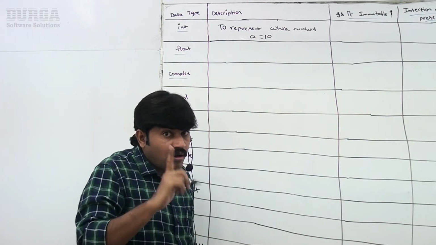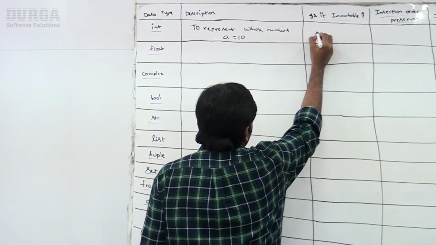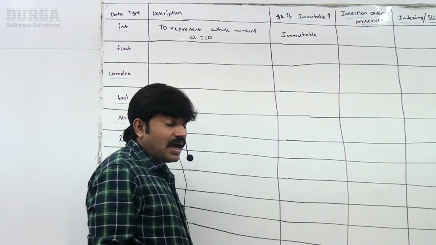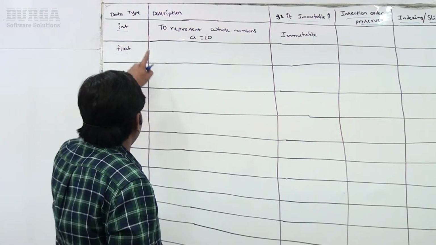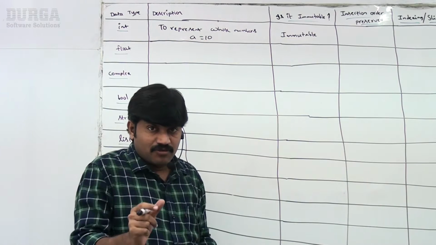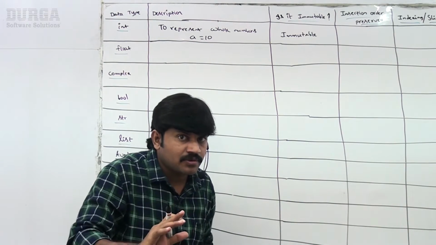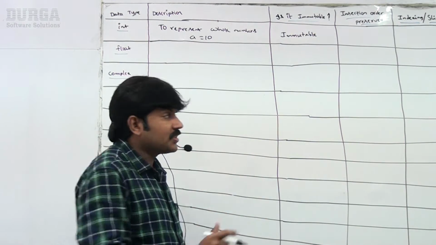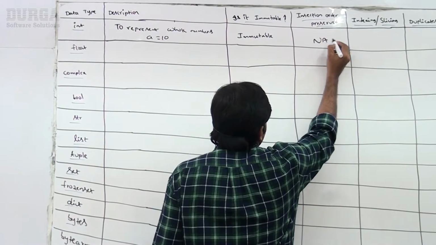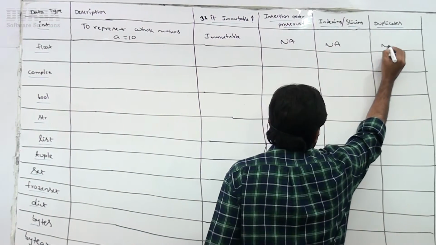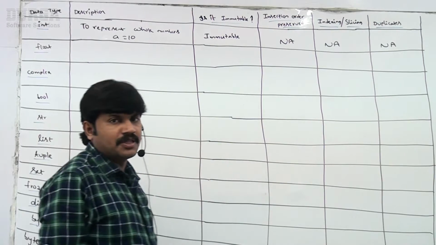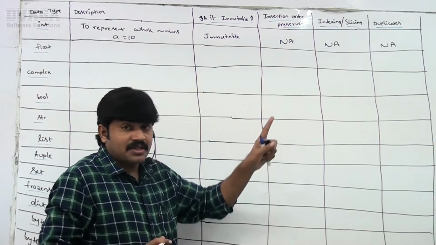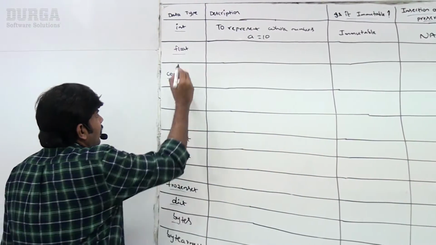Is it immutable or not? Yes, observe that all fundamental data types are immutable. Is order preserved or not? Fundamental data types represent a single value. If multiple values are there, then we talk about order, duplicates and indexing, but this is a single value. That's why order, indexing, and duplicates are not applicable. Remember, these are applicable for collection related data structures, not for fundamental types.